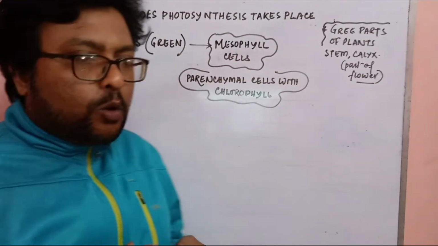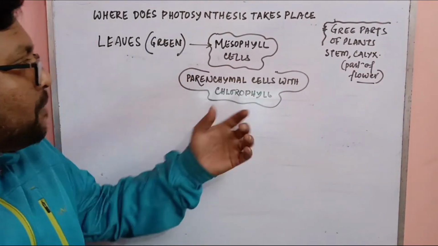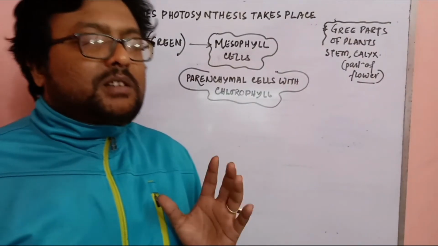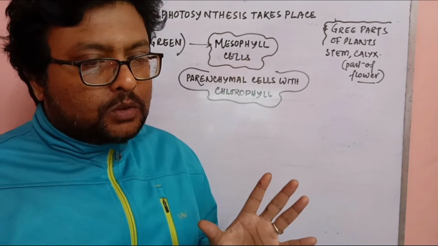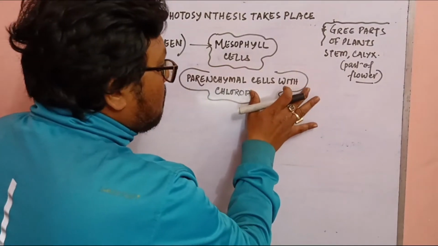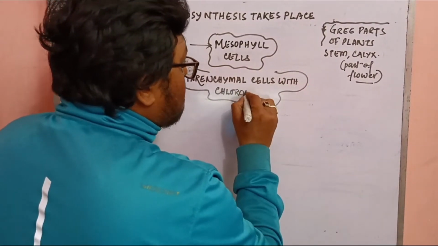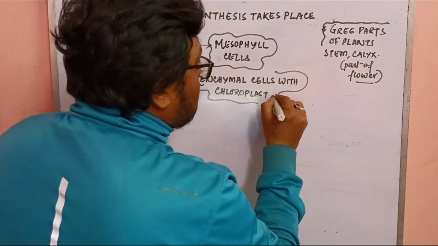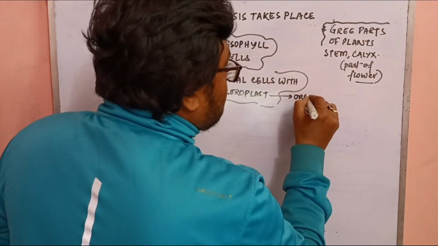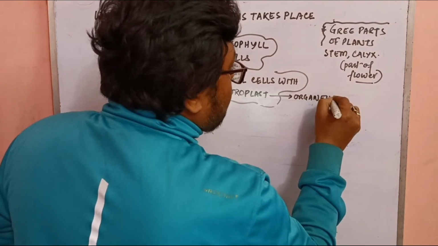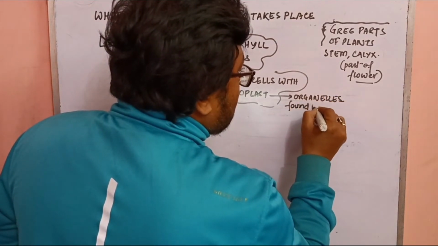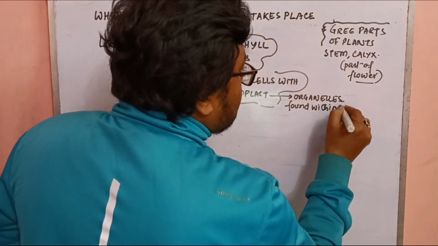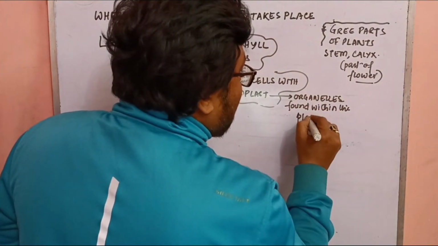Mesophyll cells are those cells which are actually parenchymal cells with chloroplast. Now chloroplasts are the organelles found within the plant cell.